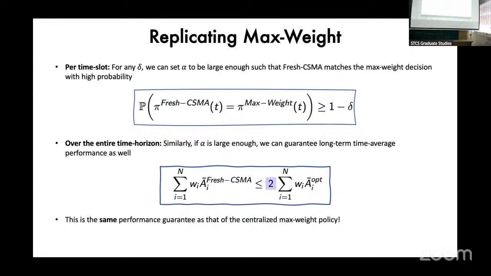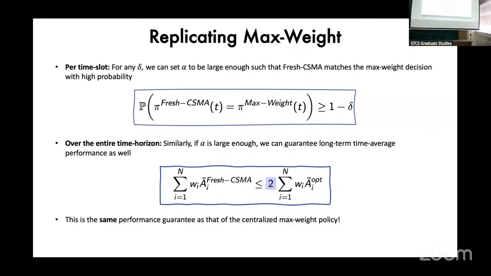So given any delta, I can choose alpha large enough such that this probability will be greater than or equal to 1 minus delta. So this is sup over all t, right? I mean, for all t. No, for any given t and any given age vector. So this is a one time slot guarantee, not a time horizon guarantee, one time slot guarantee.